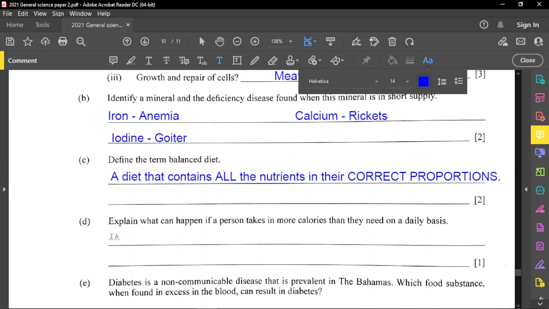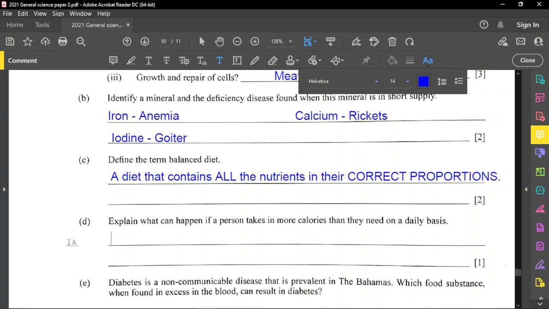Next, explain what can happen if a person takes in more calories than they need on a daily basis. So the same thing here. I may require a lot of carbohydrates because I do a lot of physical activities. Persons who play sports, for example, may need a lot of carbohydrates. But a person who sits around a desk all day, barely moving, really only their hands and so on, needs fewer carbohydrates. A person who sleeps and watches TV all day needs little to no carbohydrates because they are doing nothing, yeah?